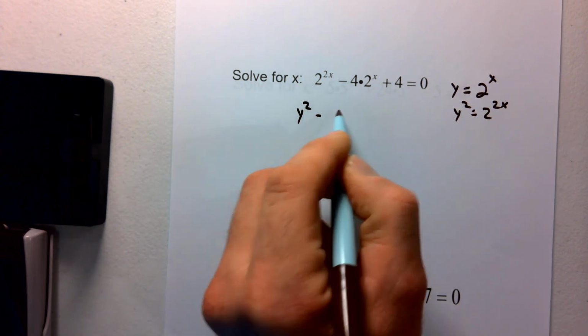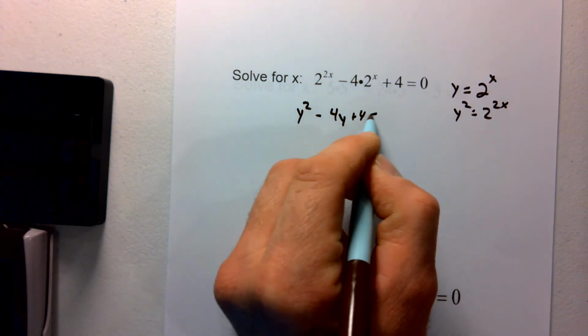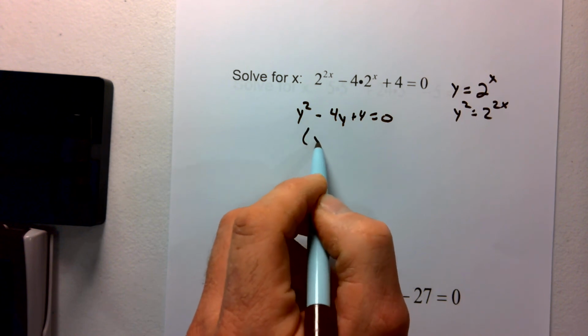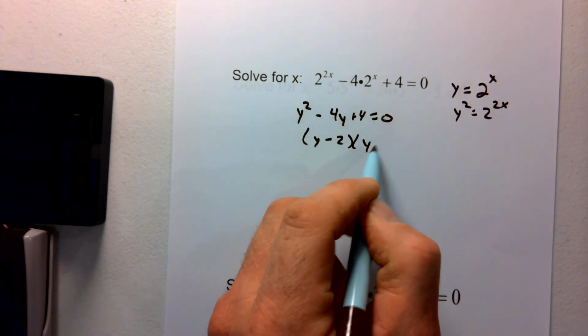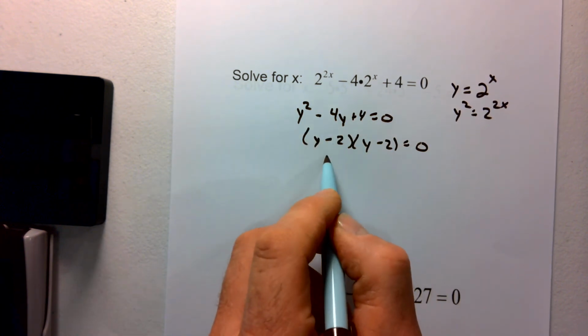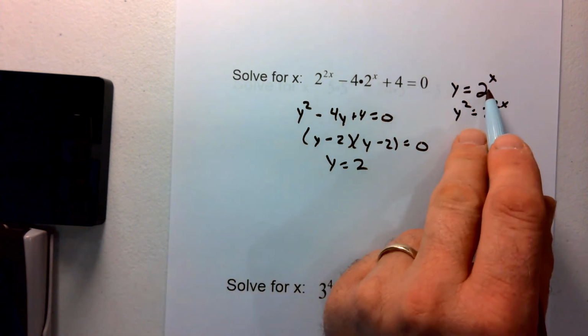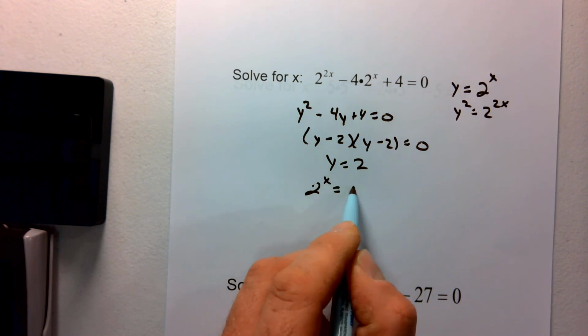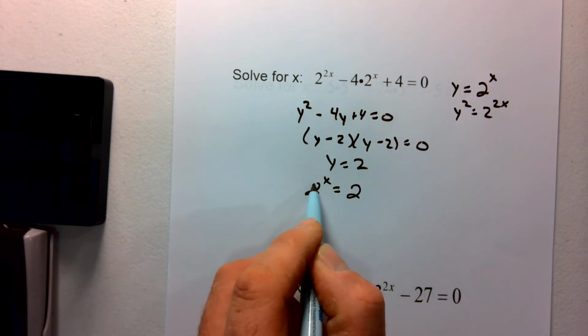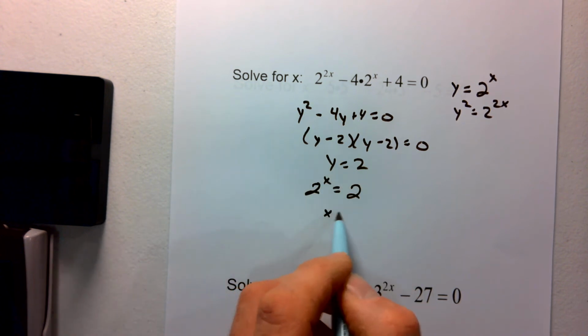So I have y squared minus 4y plus 4 equals 0. I can go ahead and factor y minus 2, y minus 2. That's kind of nice because I just get y equals 2, don't I? So if y equals 2, I know that 2 to the x has to equal 2 as well. And then x would have to equal 1.